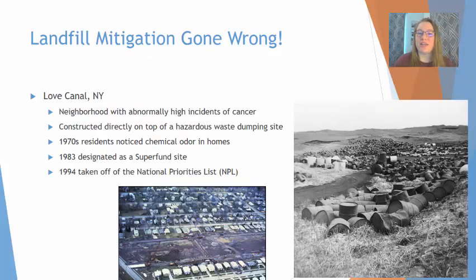Sometimes when we're trying to mitigate this impact of landfills, things can go wrong. And an example of that would be in Love Canal in New York State. There was this neighborhood there in the Love Canal neighborhood adjacent to this waterway where people started to notice there were abnormally high incidents of cancer. And they later found out this neighborhood was constructed on top of a hazardous waste dumping site and directly adjacent to a river that had a lot of hazardous waste.